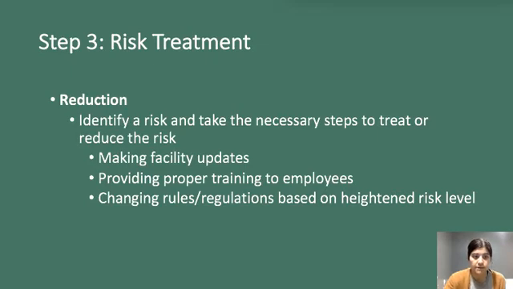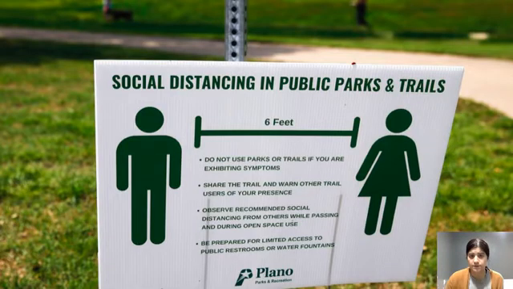So we see examples of this in parks and rec departments all over the country, on trails, where essentially the risk of COVID is clear even in outdoor settings. So having signage that has a policy about having distance, right? So 6 feet of distance between you and other people. Requiring masks, of course, is another reduction method, right? These are things that we can do, steps that we can take to reduce the risk, right?